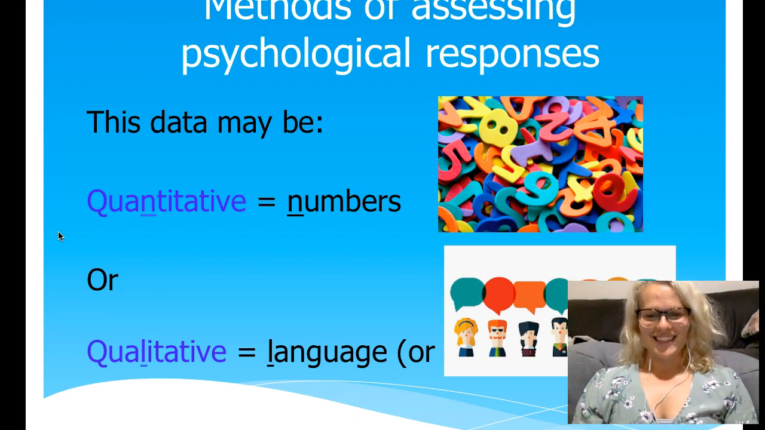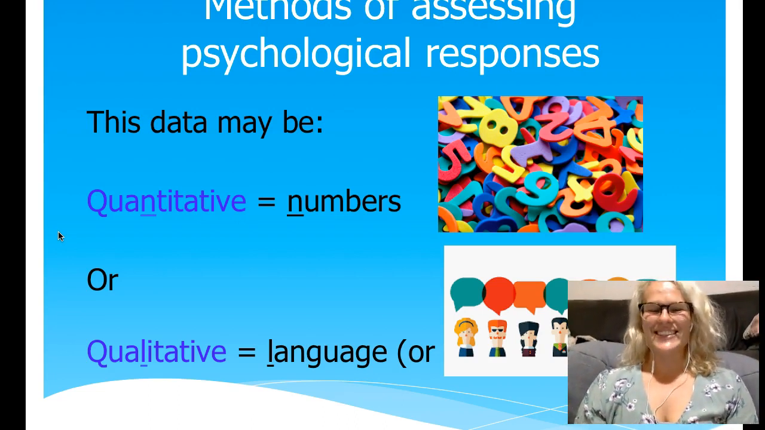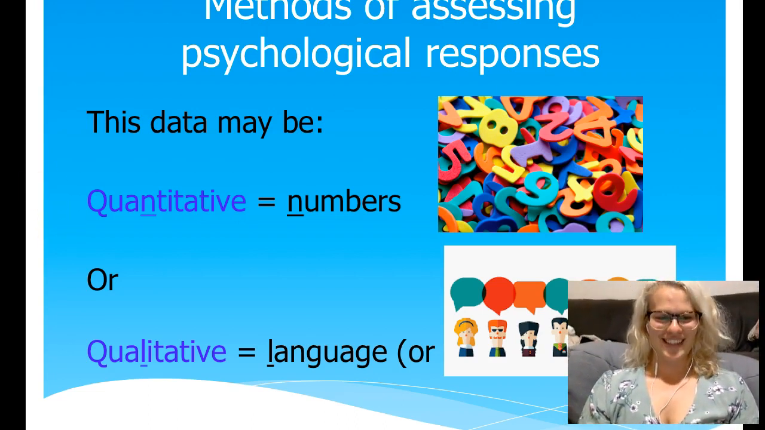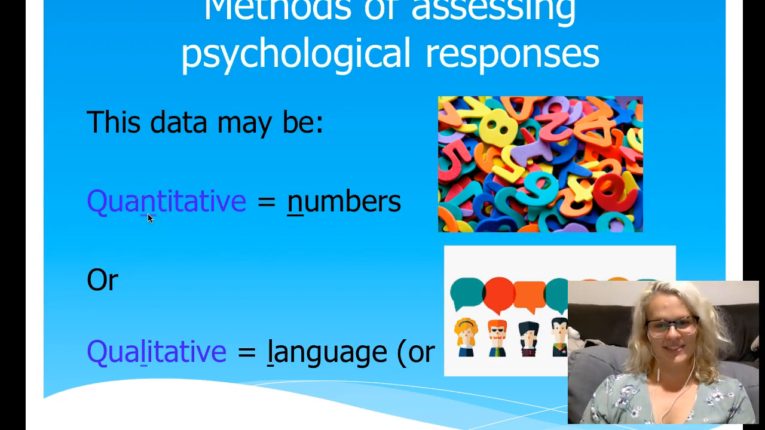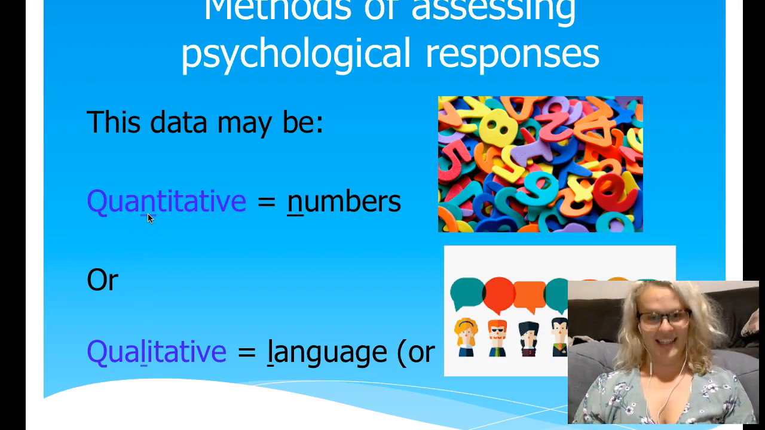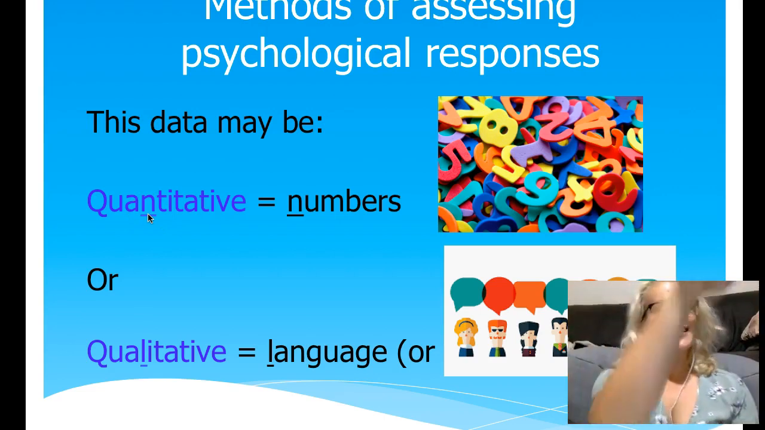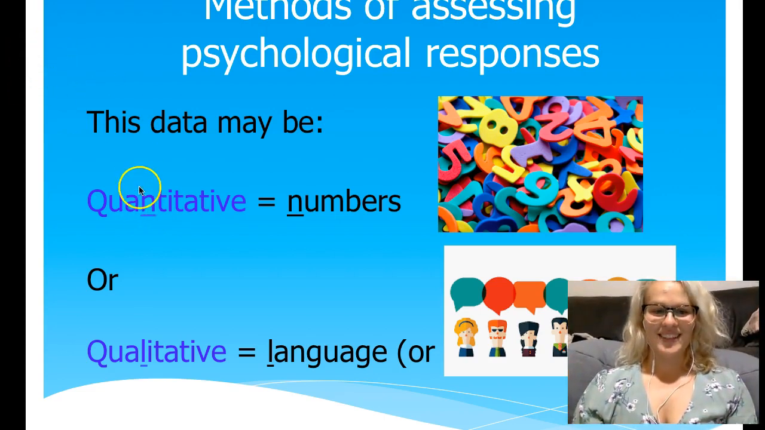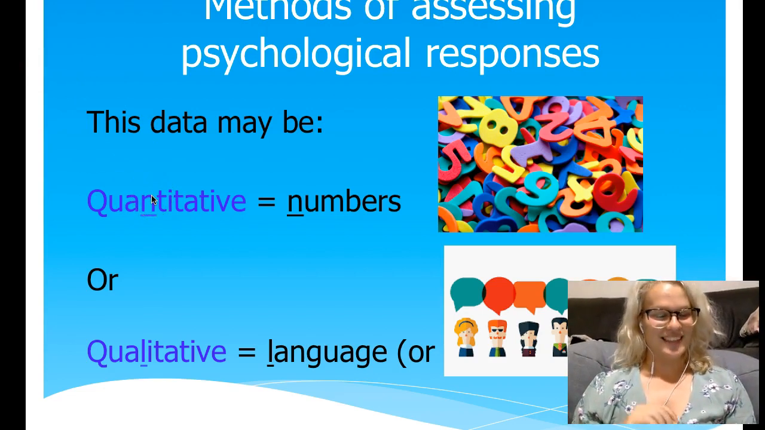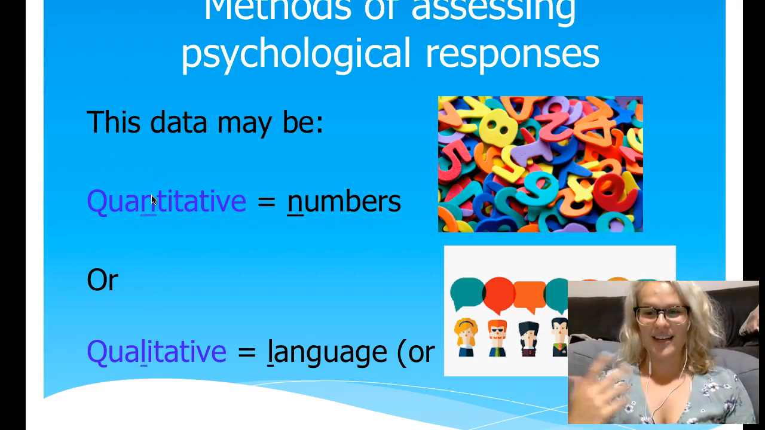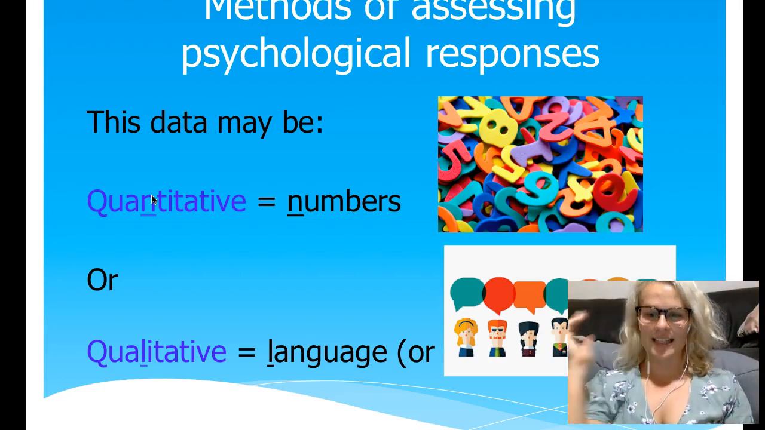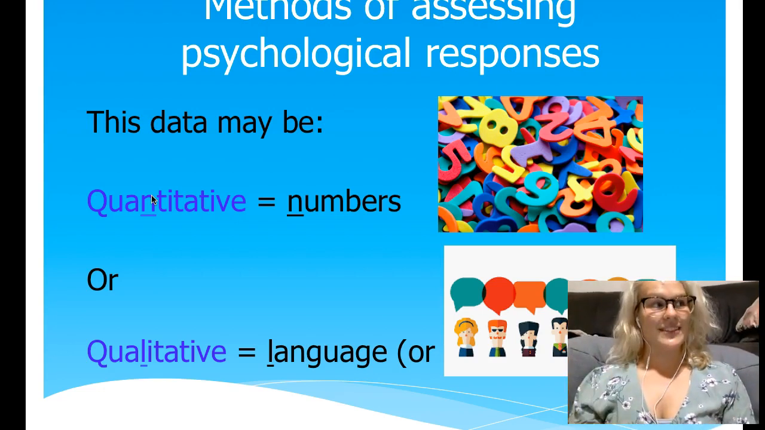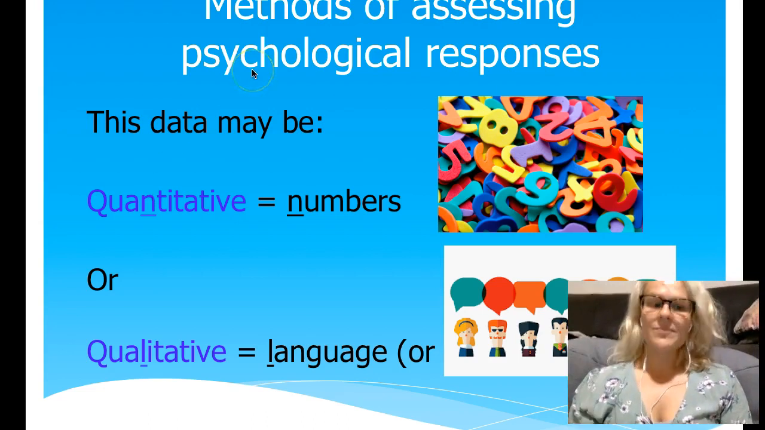Then you're going to understand it properly. So the first term is quantitative. Quantitative is easy to remember if you remember that the N in quantitative is numerical. So anything that is quantitative is involving numbers. So your weight is quantitative, your height is quantitative, your heart rate is quantitative, because that is numerical data.